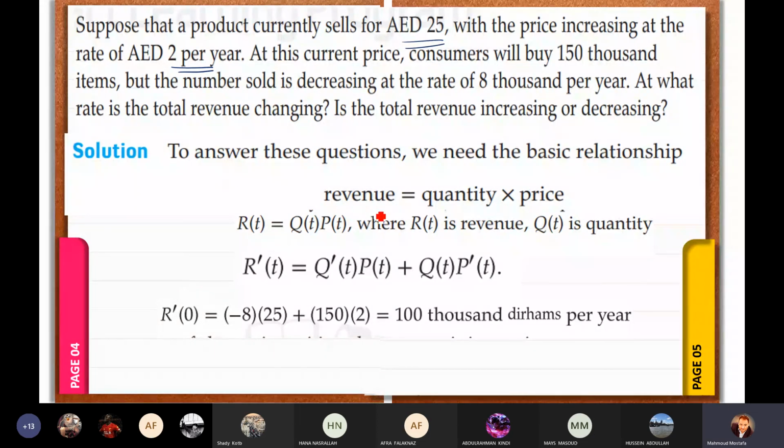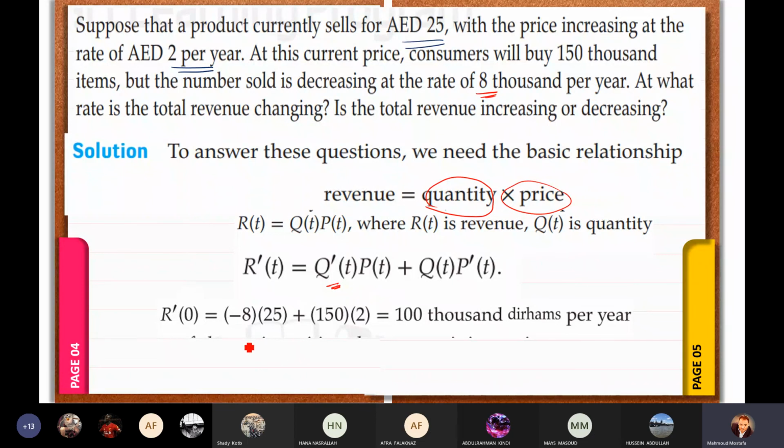Okay. Revenue will be the quantity multiplied by the price. And we said any change of rate means the derivative. You can put quantity as Q and price as P, just to make it easier. So the derivative of R will be Q prime multiplied by P plus Q multiplied by P prime. Which one is Q prime, which one is P? Q prime is the rate, which was decreasing by 8 per year.